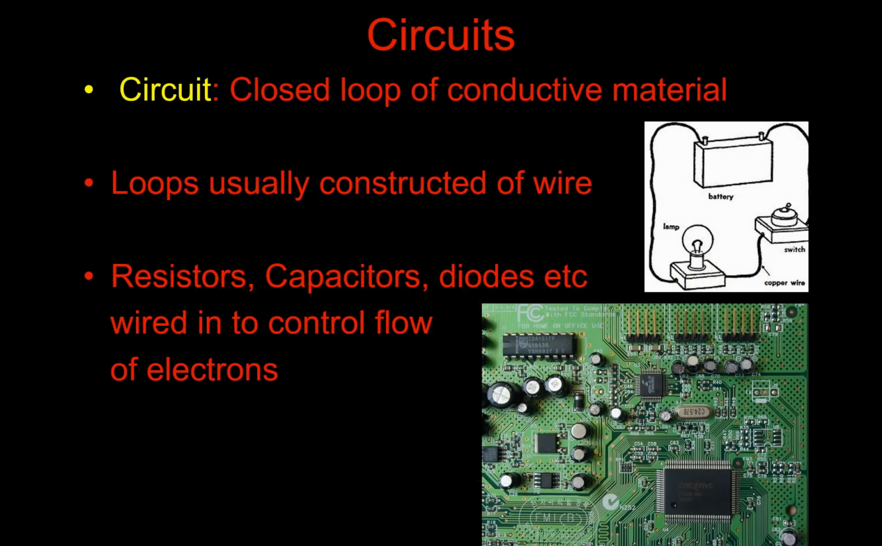Now, when we define a circuit, what we're actually talking about is closed loops of conductive material, be they wires, as they are in this crude diagram here with a battery hooked up to a lamp and a switch, or more modern systems tend to use these sort of printed circuit boards. They're still conductive pathways, and they still carry electrons from one component to the next. Here are the capacitors, and here's the chips in this particular board. And you can put resistors, capacitors, diodes, or whatever electrical components you wish into your conductive pathway to control the flow of electrons.